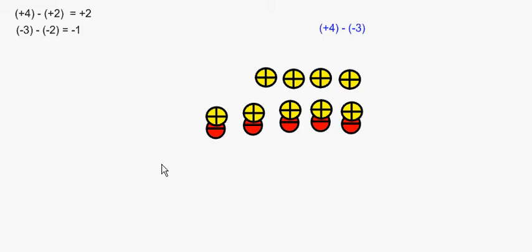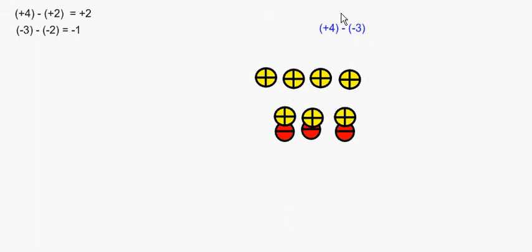So what I need in this question is I need to have 3 zero pairs, because it says I start with 4 positives, there's my 4 positives, and take away 3 negatives. And now I have some negatives that I can take away. So now it says have my 4, and I want to take away 3 negatives, and there I have 3 negatives. So I can take 1 negative away, I can take 2 negatives away, and I can take 3 negatives away. What's left when I take my 3 negatives away? Well, I have 7 positives. So my answer to positive 4, take away negative 3, is positive 7.